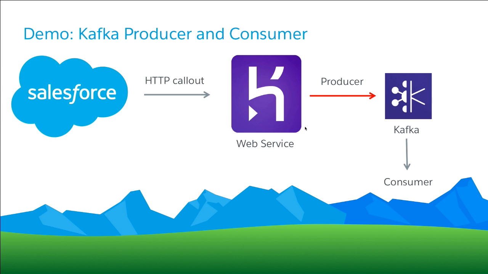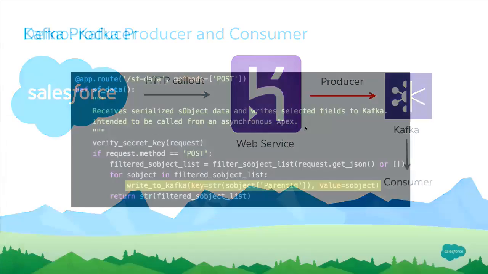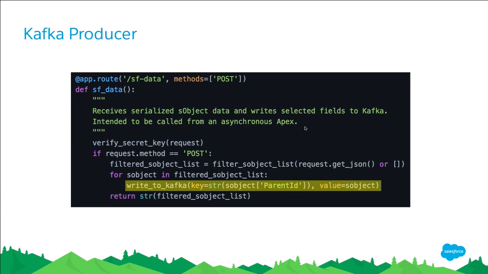Let's take a look at what my Kafka producer is going to do. This is the thing that writes data into the Kafka cluster. So the code is very simple. This is in Python, but it doesn't really matter. You'll remember that in my Apex trigger, I was posting to herokuapp.com/sfdata. So the first line there is just defining what that route is.